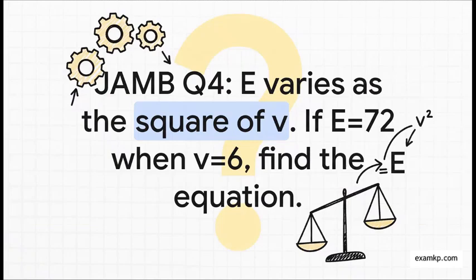They are not asking for a final number here. What they want is the rule, the actual equation that connects E and V. So, when you read E varies as the square of V, you should immediately translate that into math in your head. E equals K times V squared. That's it. Now, all we have to do is hunt down the value of our old friend K.